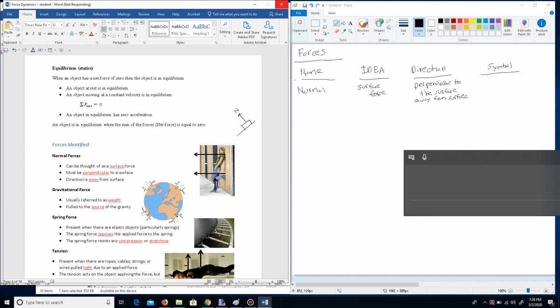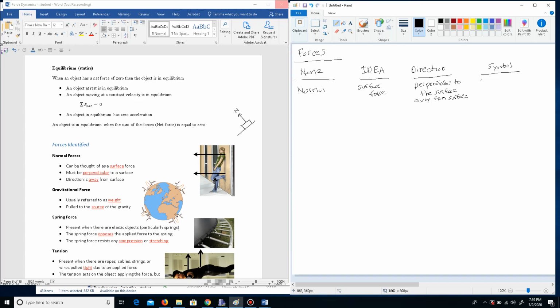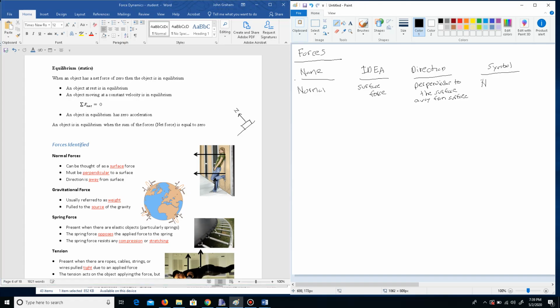And you'll either see N for the normal force, or you may see F of N. Sometimes I just write out normal, but usually one of those two is what's going to be seen. Next big one is gravitational force. And you think of this as the weight or force due to gravity.